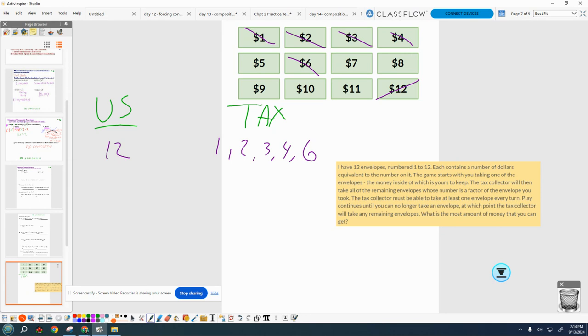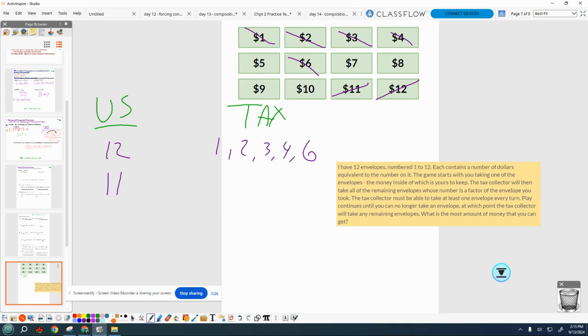However, if I pick something that makes it so there's no numbers divisible, like right now, if I now pick 11, there's nothing that's a factor of 11 there, and then the tax collector gets the rest of them. So that was a really bad choice. Wait, isn't one? One is already gone. Yeah.